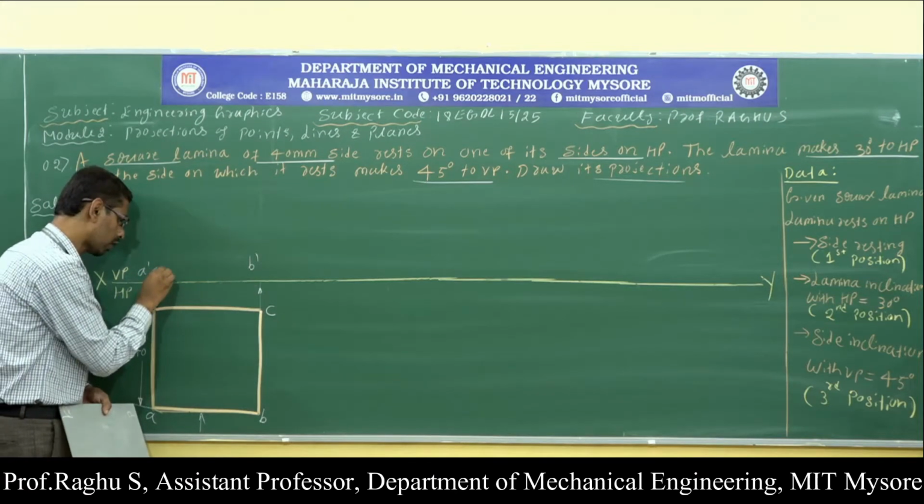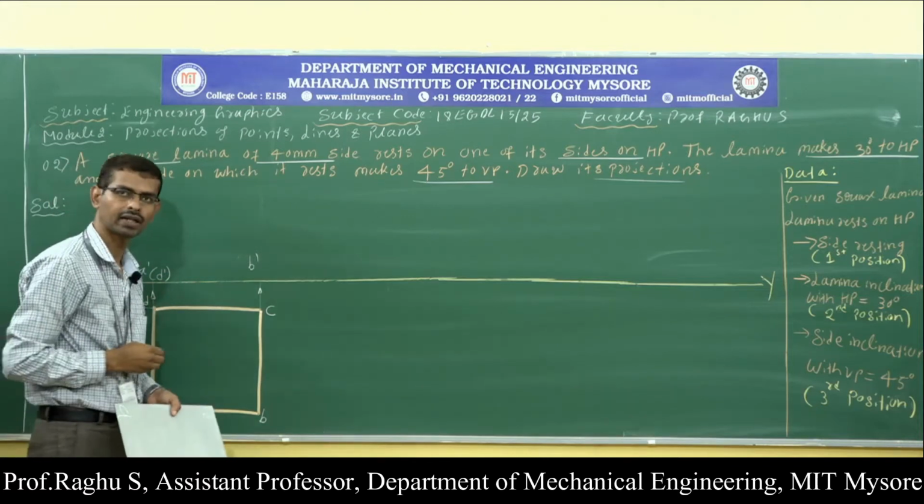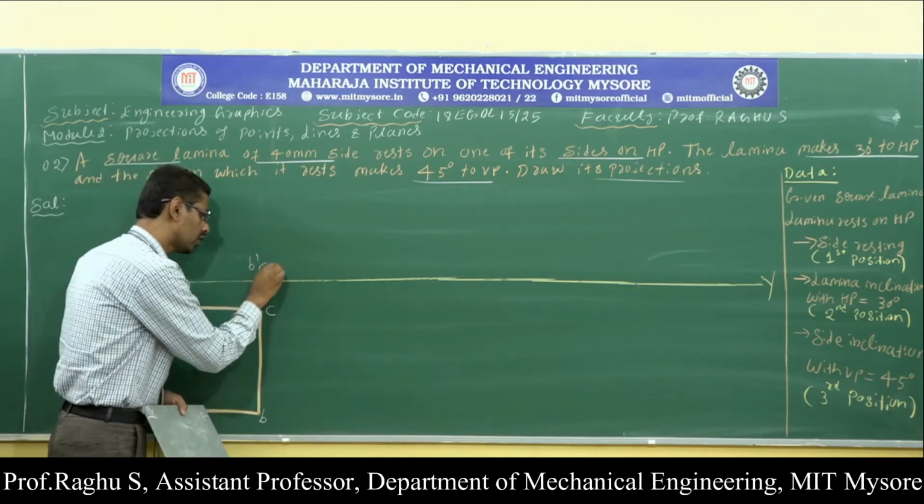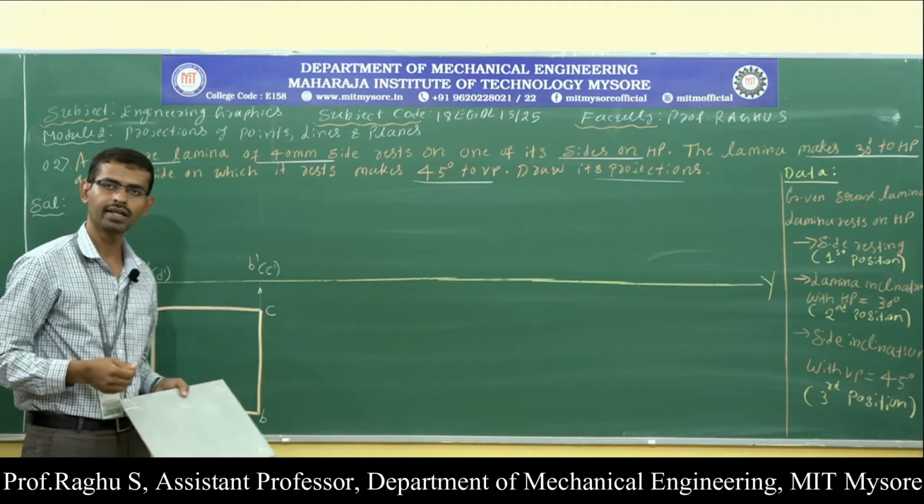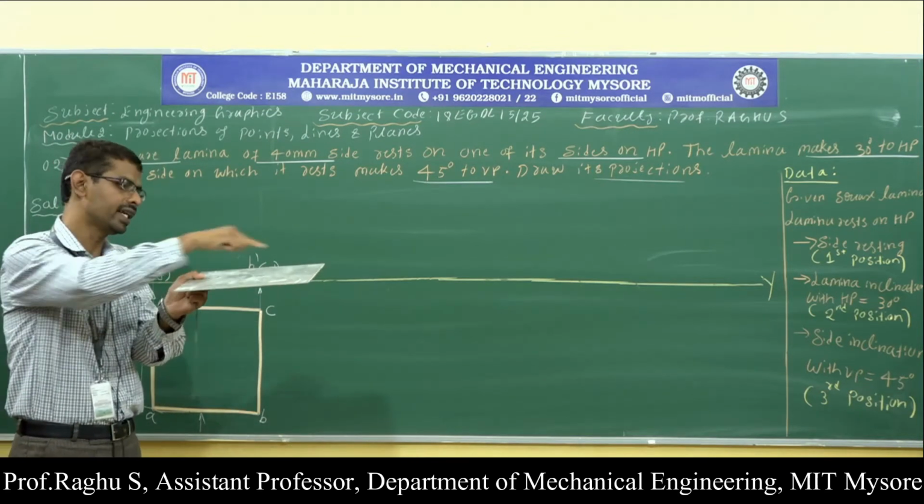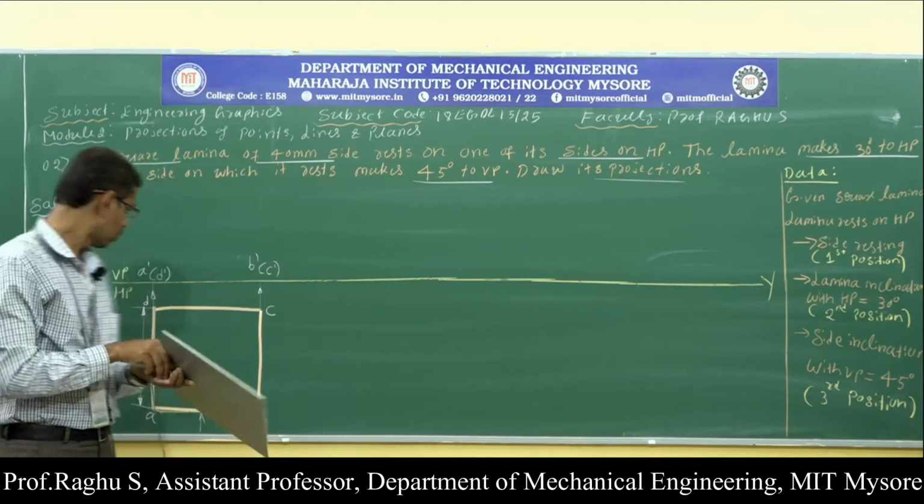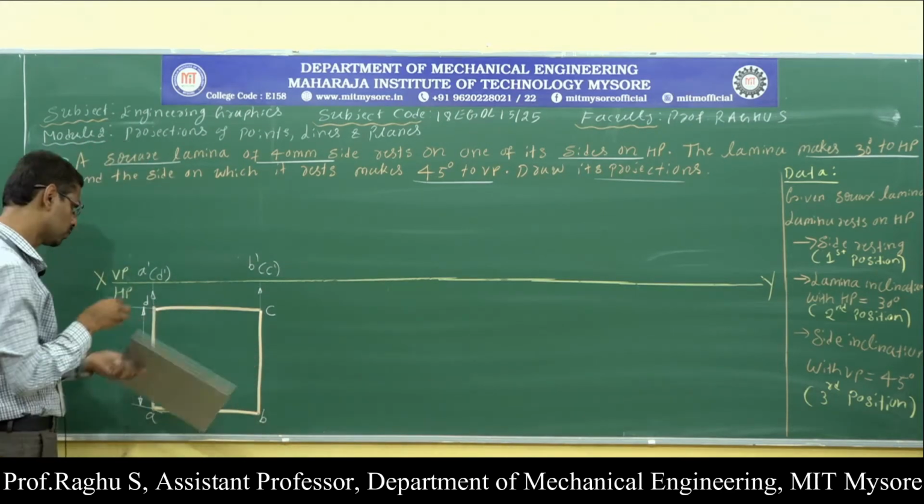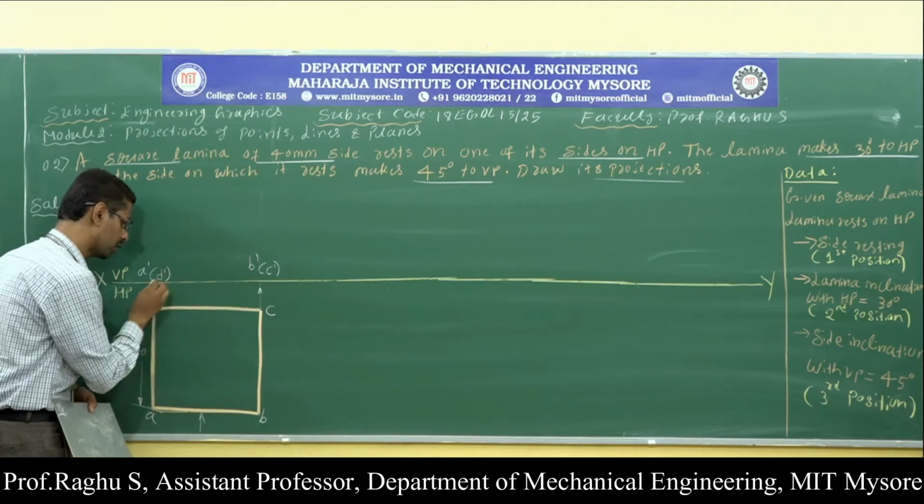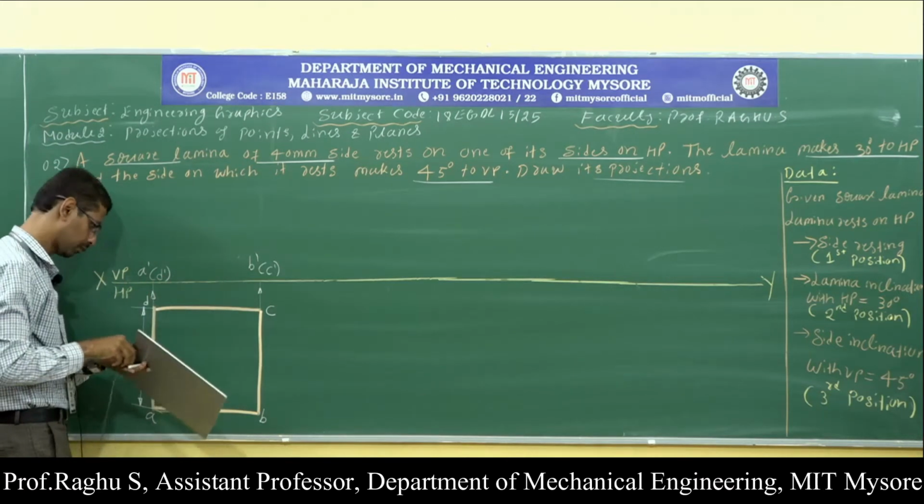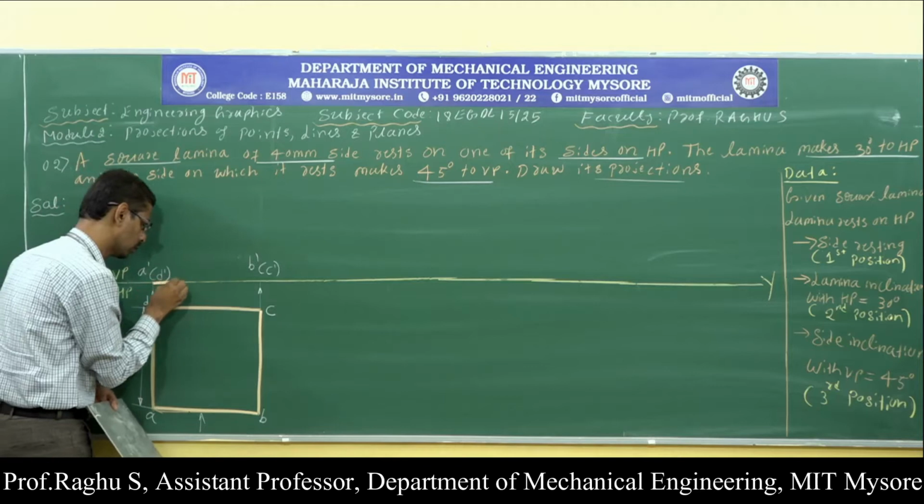So invisible corners are written in brackets. Here also, invisible corners are indicated in brackets. Here, point D and point C are invisible. Now make it dark. Views must be dark. Okay, here this is the front view.